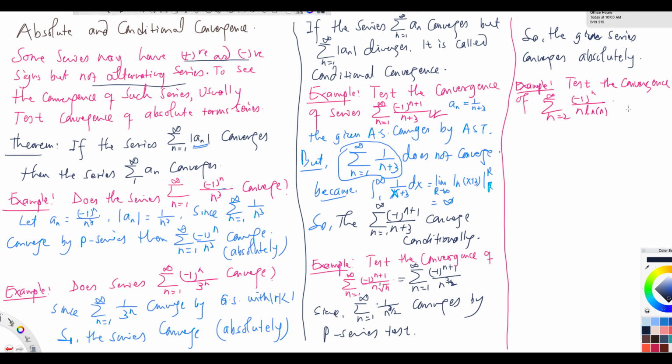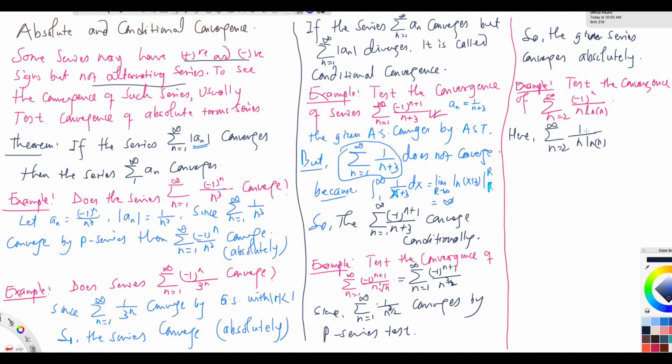We have to test the convergence of the summation of negative 1 to the n over n natural log of n. Okay, that's what we want to test next. So does this series converge, or does the absolute value of the series converge? Let us see the absolute value of the series. Here, the summation from n equals 2 through infinity of 1 over n natural log of n. Do you think this series converges?